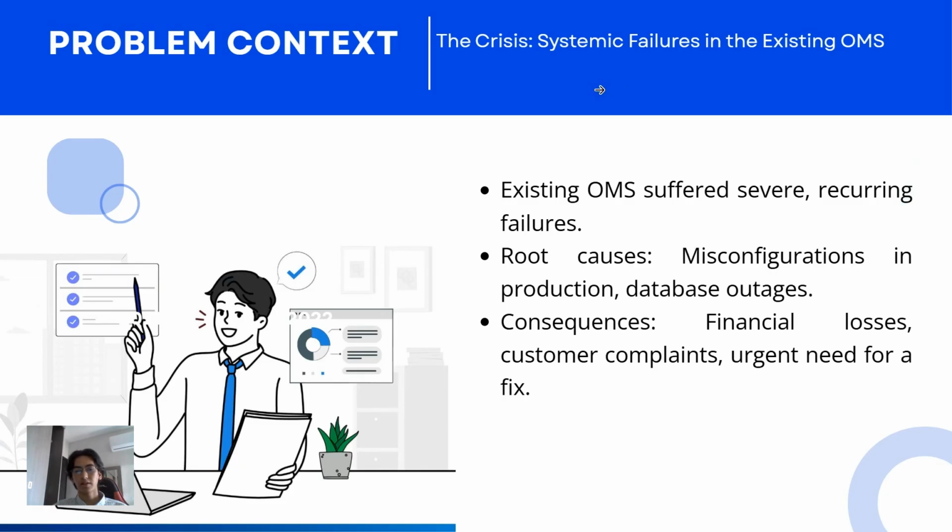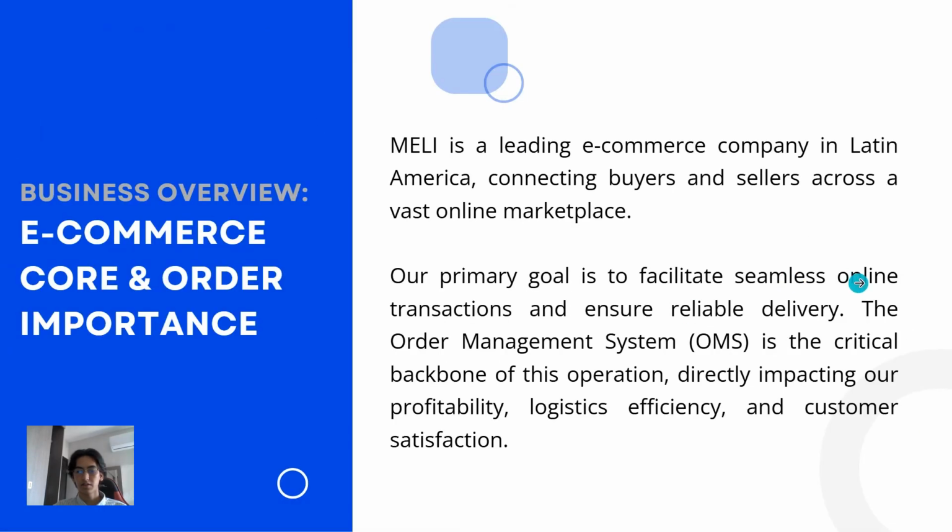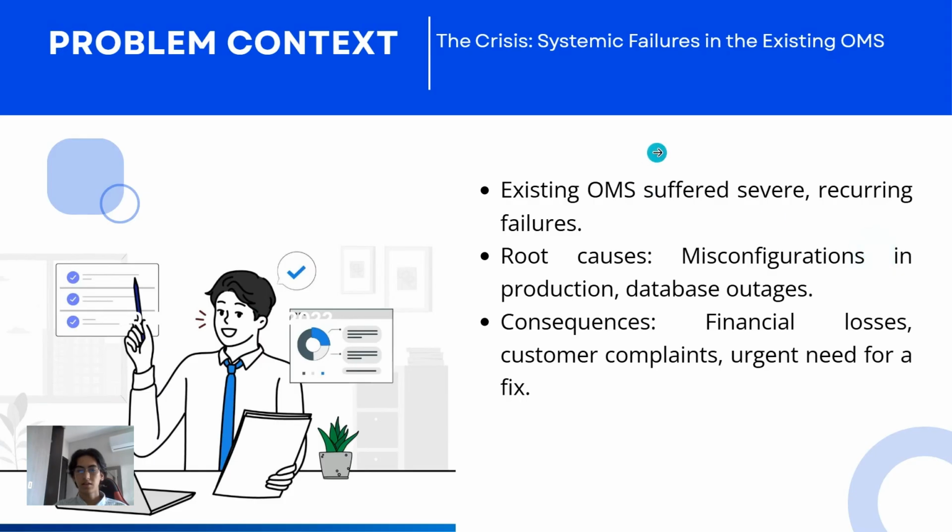The problem context of the project is the crisis of systemic failures in the existing OMS. In this case, OMS is the order management system. The existing order management system suffers several recurring failures. Root causes: misconfigurations in production database updates. The consequence of this is financial loss, customer complaints, and an urgent need for a fix.